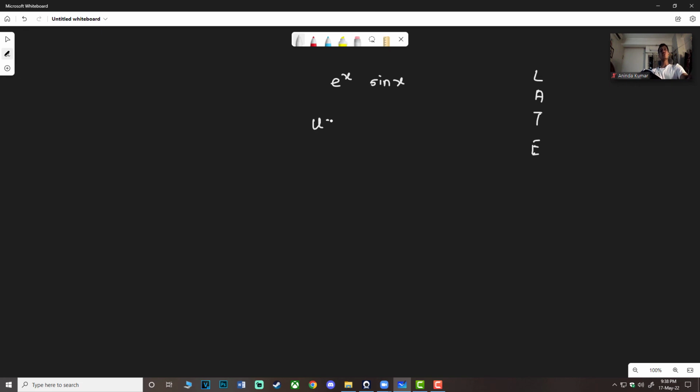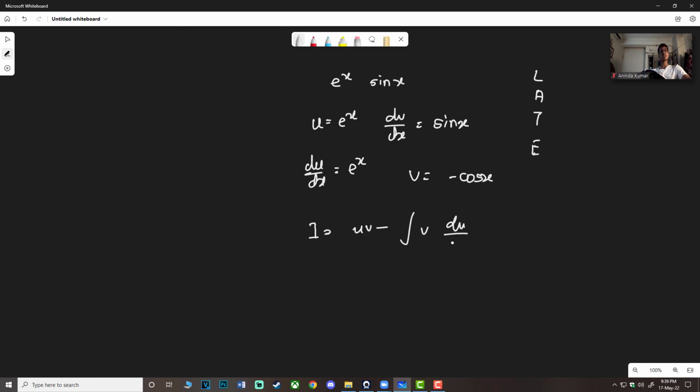Okay, so u equals e^x, and dv/dx equals sin x. So du/dx over here is e^x, and v is minus cos x. From here, we can apply the formula very easily. The formula is the integration equals uv minus the integral of v du/dx.